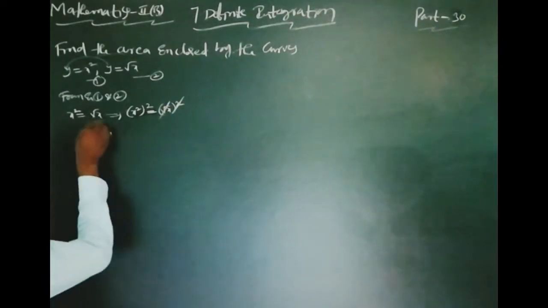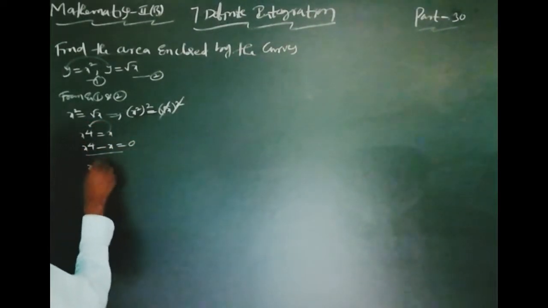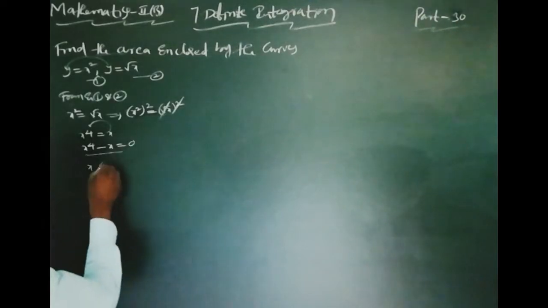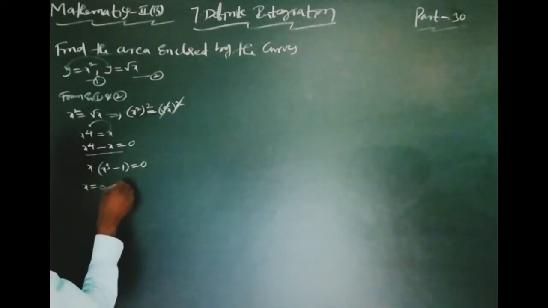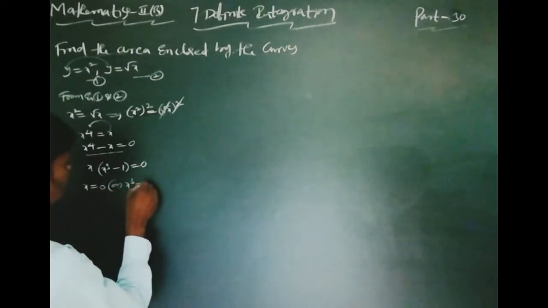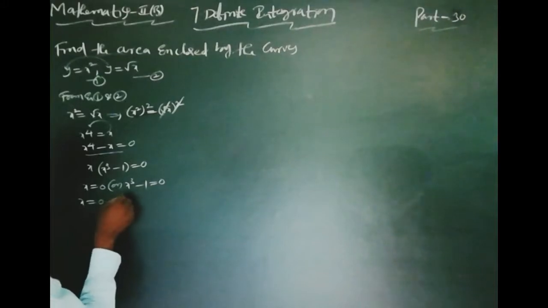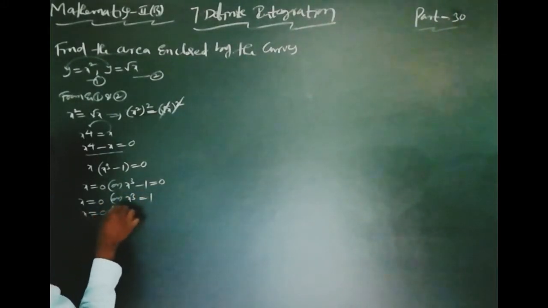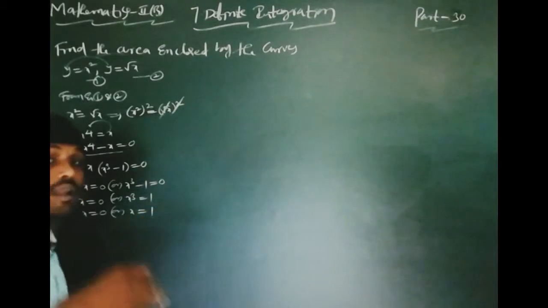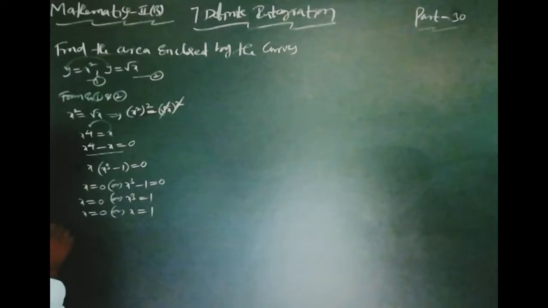After that, x power 4 minus x equal to 0. In these two terms, x is common. You get x into x cube minus 1 equal to 0. x is equal to 0 or x cube minus 1 equal to 0. x is equal to 0 or x cube equal to 1. x is equal to 0 or x is equal to 1 power 1 by 3, nothing but 1. Now you can draw the graph.